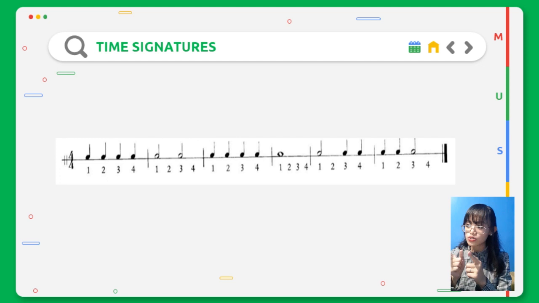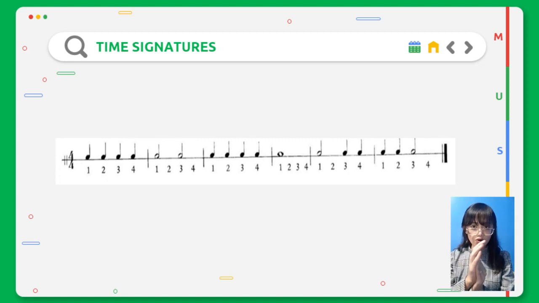The next measure, 2 half notes. So, 1, 2, 3, 4. The third measure, there are 4 quarter notes. So, 1, 2, 3, 4. Then, on the fourth measure, there's 1 whole note. So, 1, 2, 3, 4. Then, on the fifth measure, we have 1 half note and 3 quarter notes.